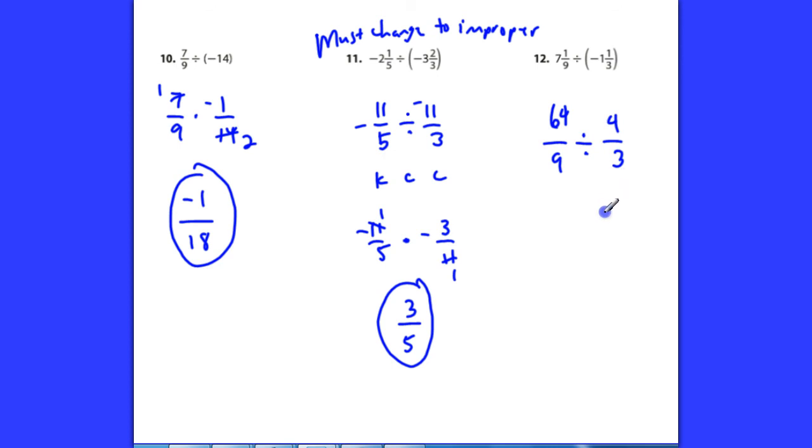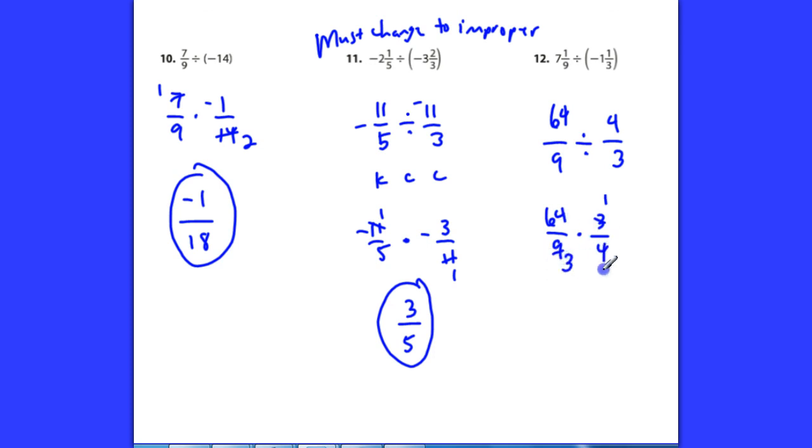Okay, here we go. Let's do keep, change, change. 64, and I can't write 64 apparently, but hopefully you can. 64 over 9 times 3 over 4. So we're going to look for common factors again. Oh, here's the easy one. 3 goes into 3 once, 3 goes into 9 3 times.